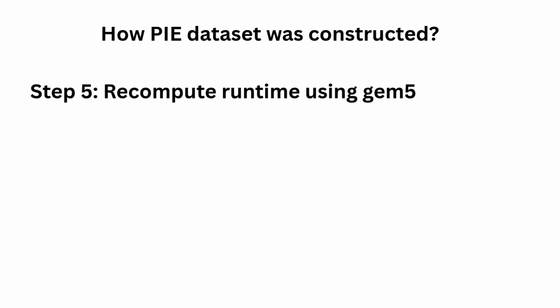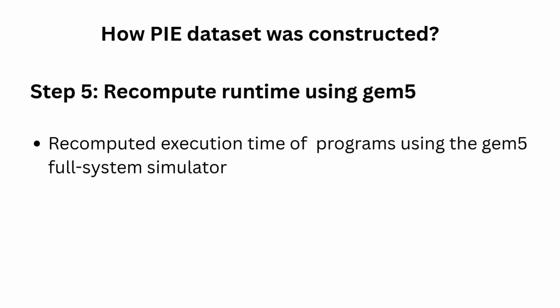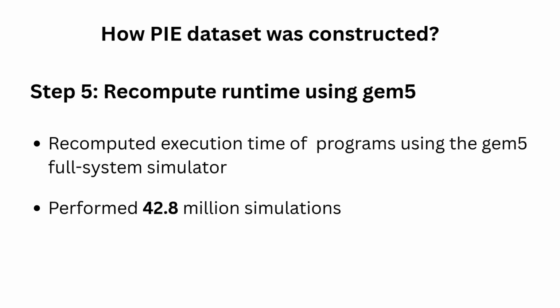Step 5. Recompute runtime using GEM5. Although CodeNet already included CPU times, the authors found them unreliable. So they reran programs using the GEM5 full system simulator and recomputed execution times. They performed 42.8 million simulations in GEM5. This gave deterministic, reproducible runtime measurements.